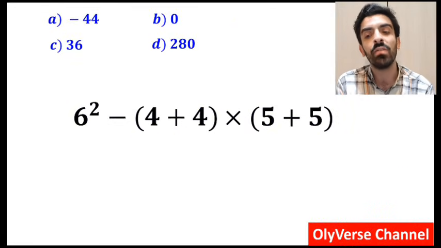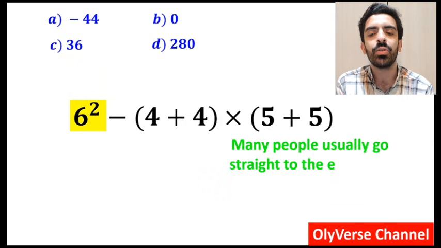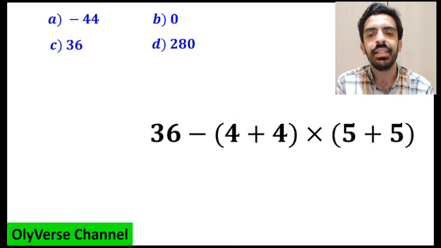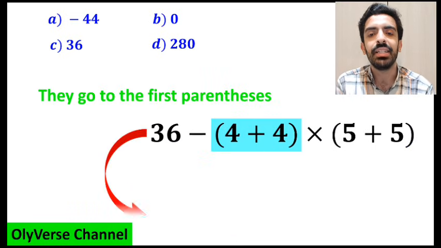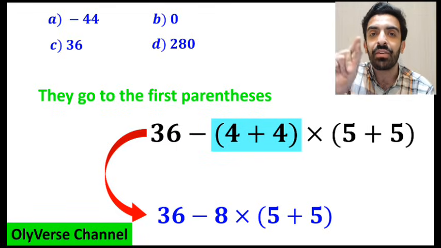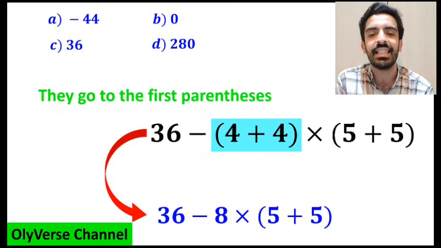And the first step to solve this question, many people usually go straight to the exponent and write this expression as 36 minus (4 plus 4) multiplied by (5 plus 5). Then they go to the first parenthesis and instead of this expression, they write 36 minus 8 multiplied by (5 plus 5).